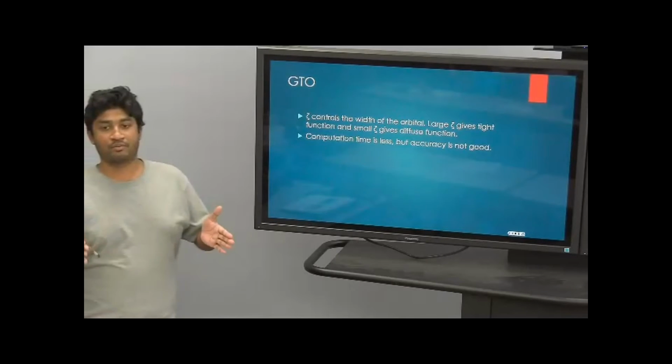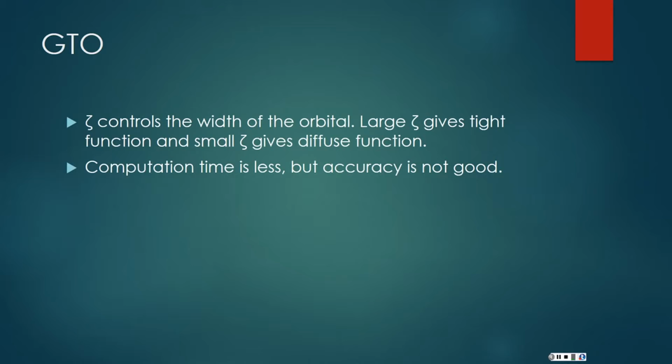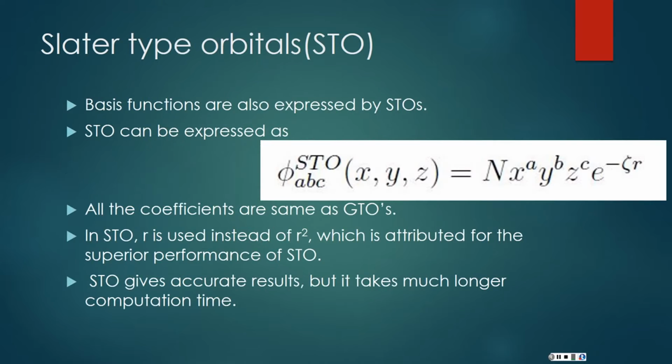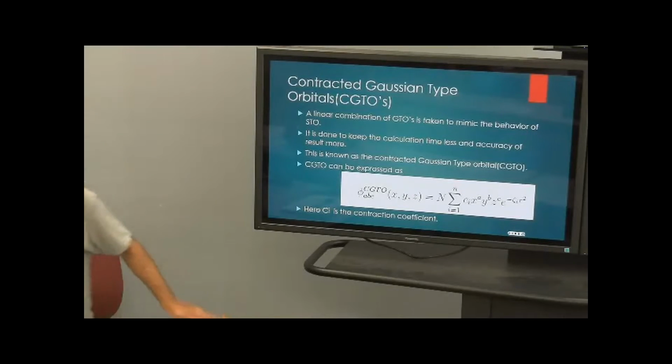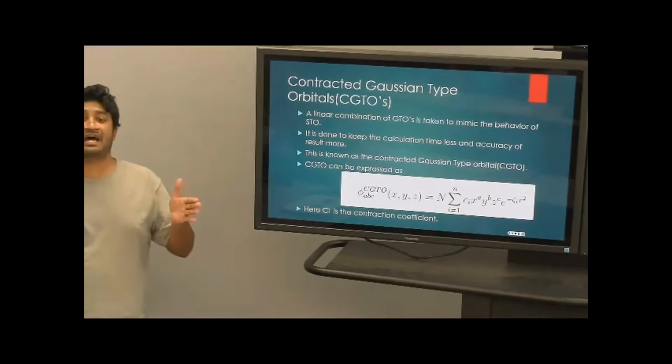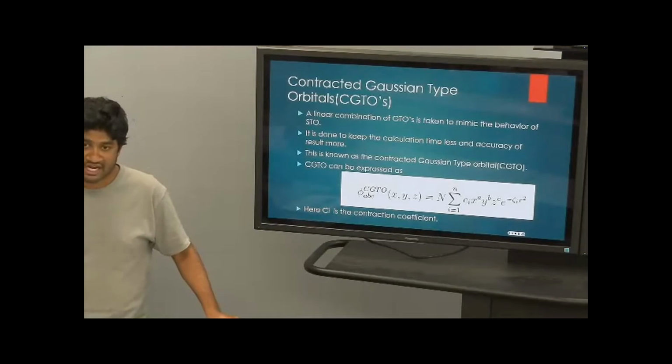So we can optimize both those features in the contracted Gaussian type orbital, in which a linear combination of Gaussian type orbitals is taken to mimic a Slater type orbital. This is the equation of the contracted Gaussian type orbital, and here we use the contraction coefficient to mimic the behavior of the Slater type orbital.